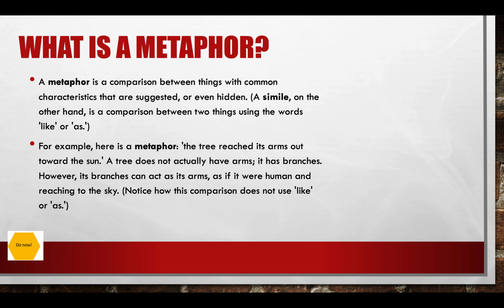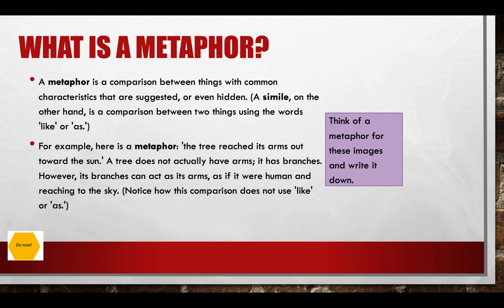For example, so this is my example. The tree reached its arms out towards the sun. A tree doesn't actually have arms, so it can't literally reach its arms out. But it does have branches. Its branches can act as its arms, as if it were human and reaching to the sky. So notice how this comparison does not use like or as, and therefore is not a simile.